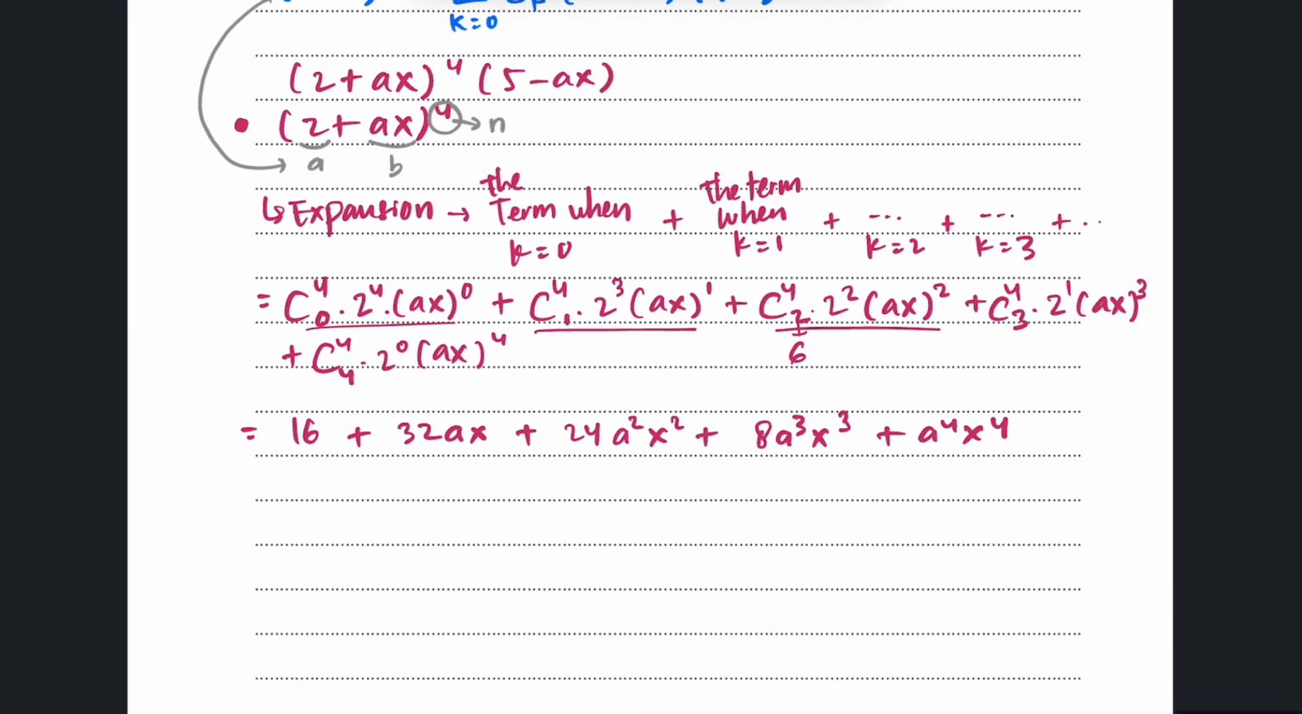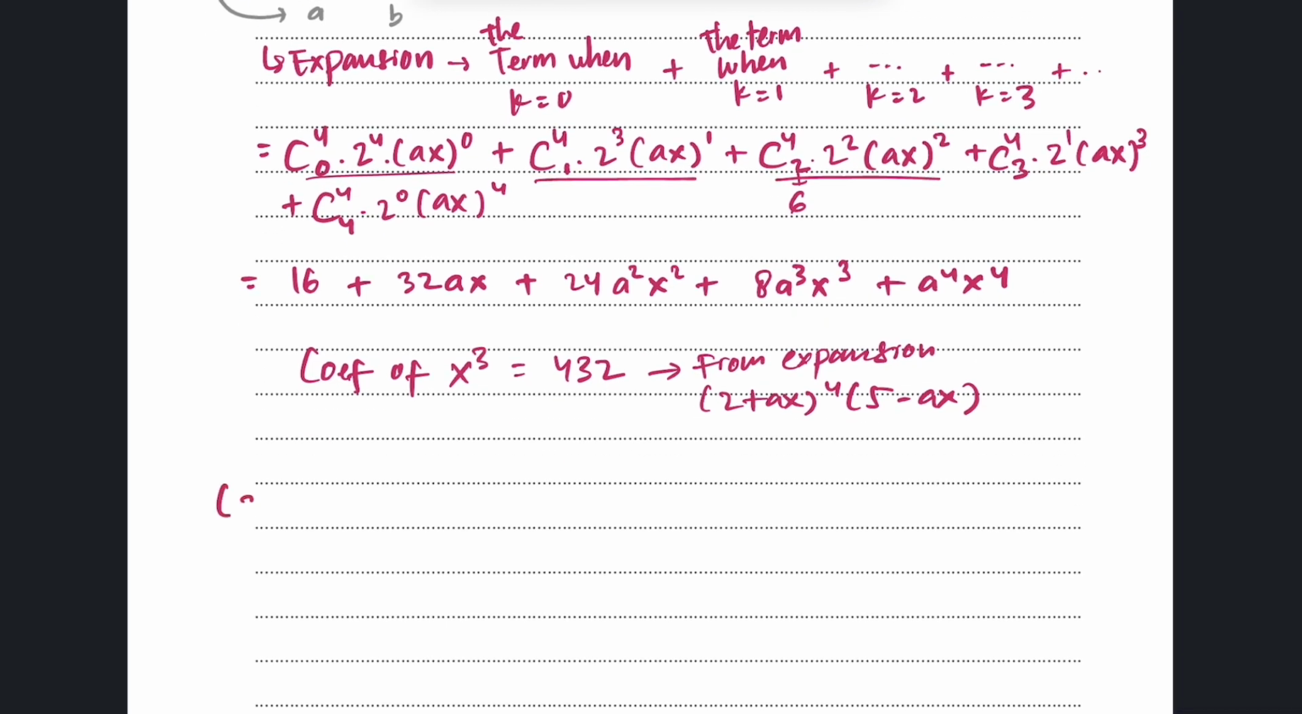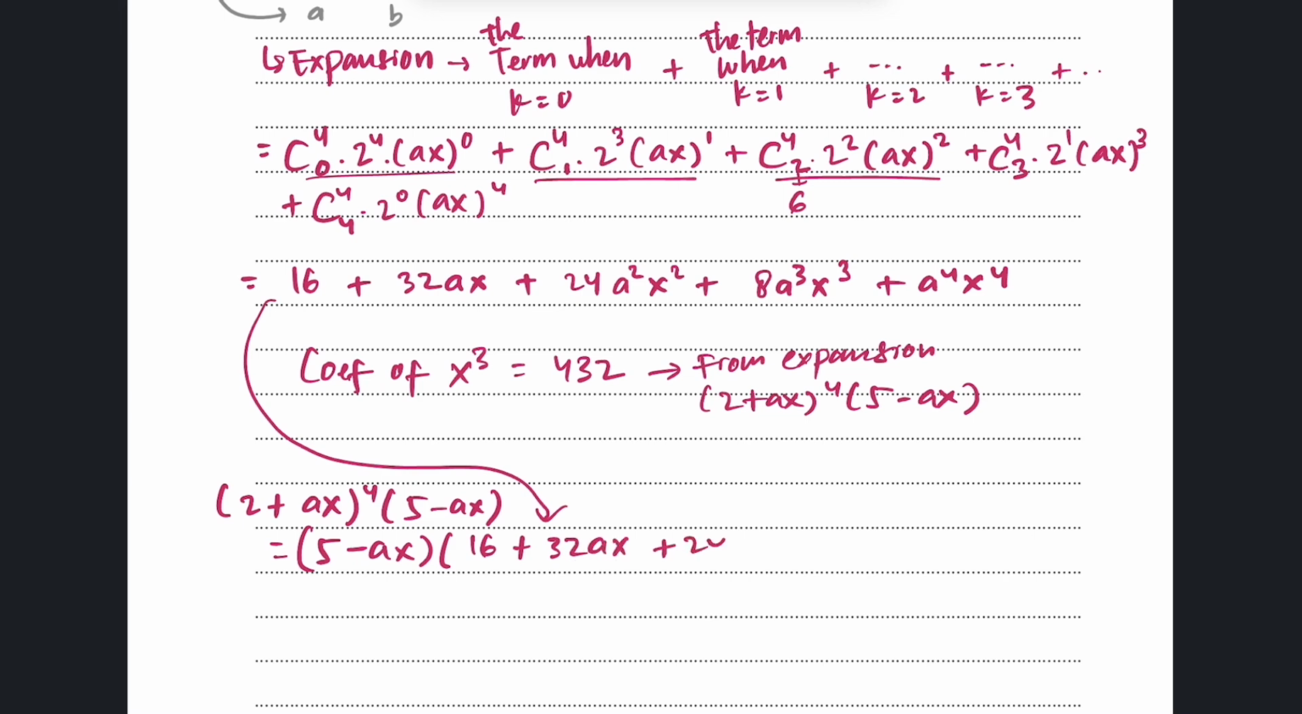So what we want to find here is the constant a, and we know that the coefficient of x cubed is 432. Remember that this number comes from not only the expansion of (2 + ax)^4, but we multiply it by (5 - ax). To make it clearer, we can write this expansion as (5 - ax) times all the expansions that we have before. So it will be (5 - ax) times (16 + 32ax + 24a squared x squared, and so on).